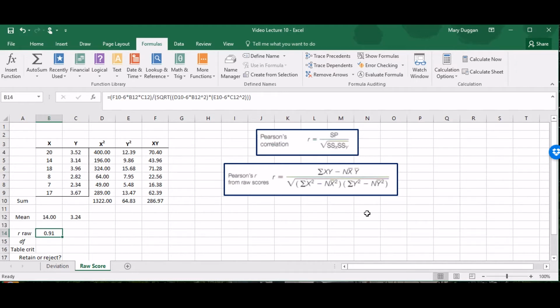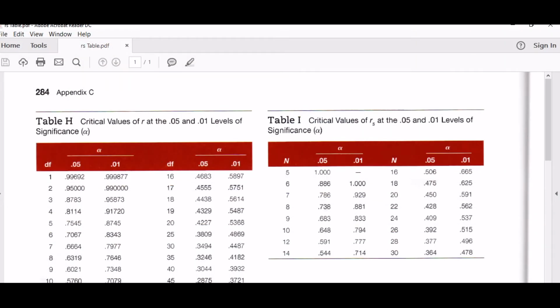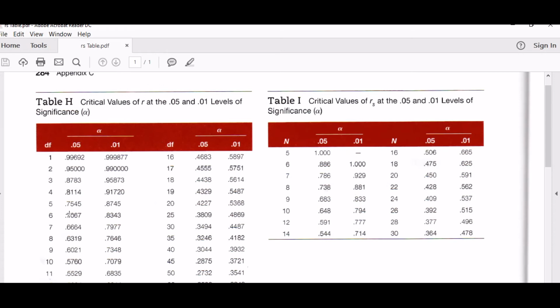In this example, our n is 6. So to calculate our degrees of freedom, 6 minus 2, we have a degrees of freedom of 4. So right now we're going to consult the table. For me, it's table H in my 12th edition book, but your table might have a different letter. It is entitled Critical Values of R at the 0.05 and 0.01 levels of significance. Next to it, in my book anyway, was the non-parametric table, but we're not looking at that one.